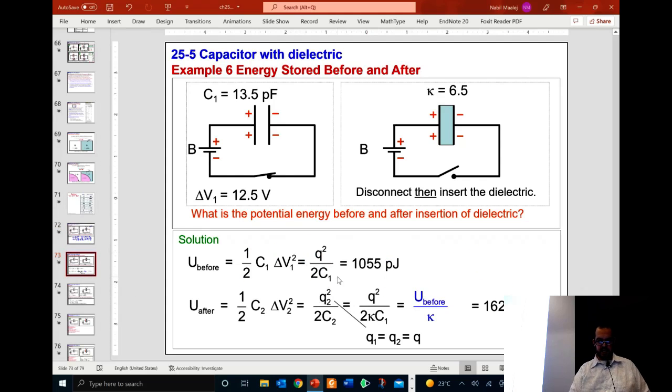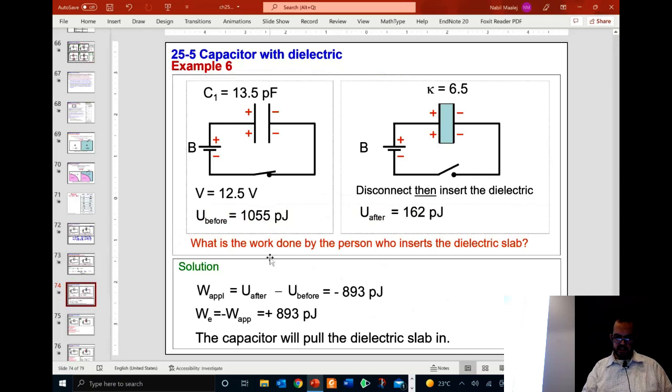For the first case, you have 1055 picojoules of electric potential energy. But after you disconnect the battery and introduce the dielectric material, it becomes 162 picojoules. So it's almost 1/5 of the previous one. A big loss of energy in this case.